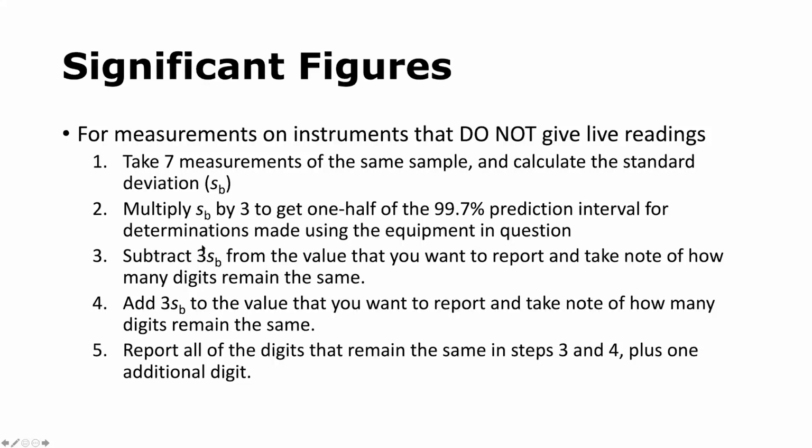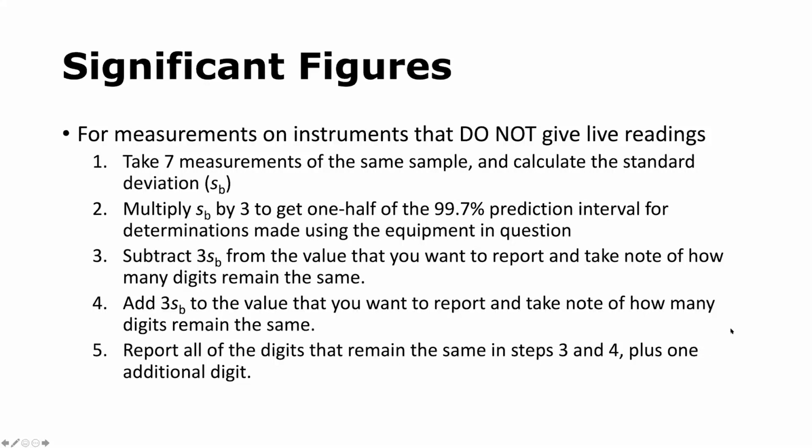So we subtract 3 times the standard deviation from the value that we want to report, and then take note of how many digits remain the same between those 2 numbers. Then we add 3 times the standard deviation to the value that we want to report, and again take note of how many digits remain the same. And then you just report however many digits remain the same after doing those 2 calculations. Plus, you can report 1 additional digit.